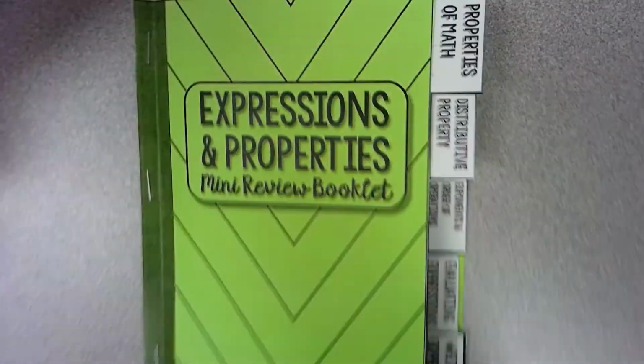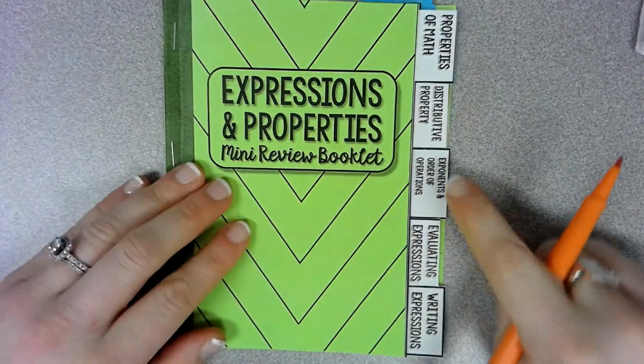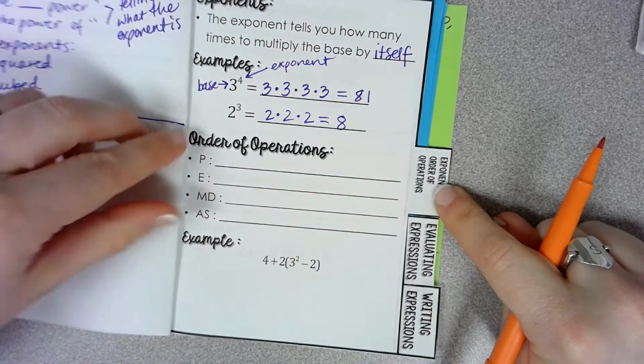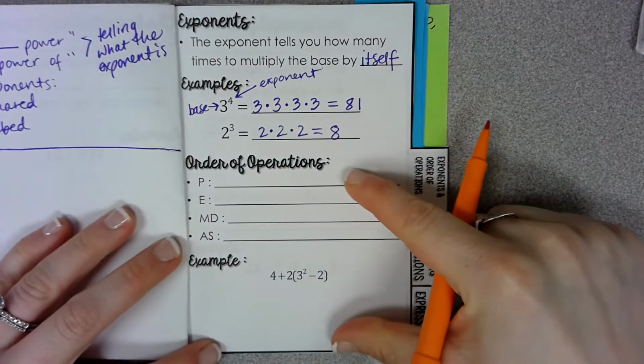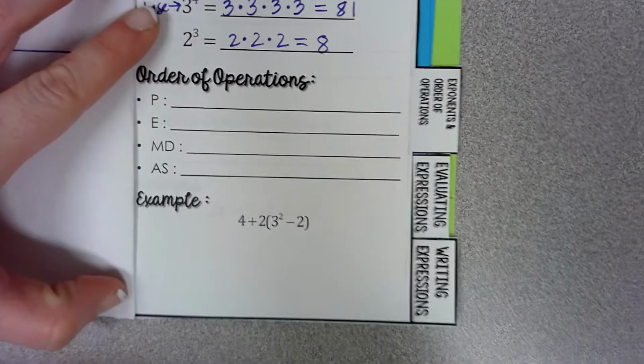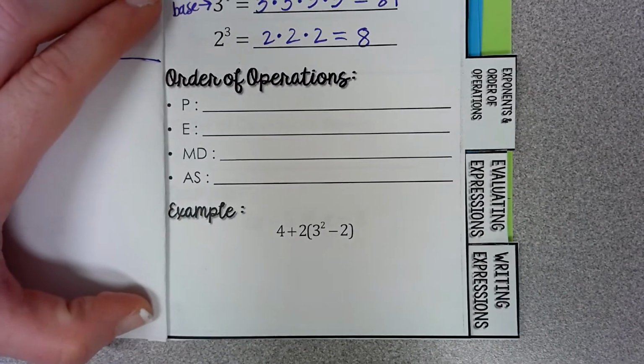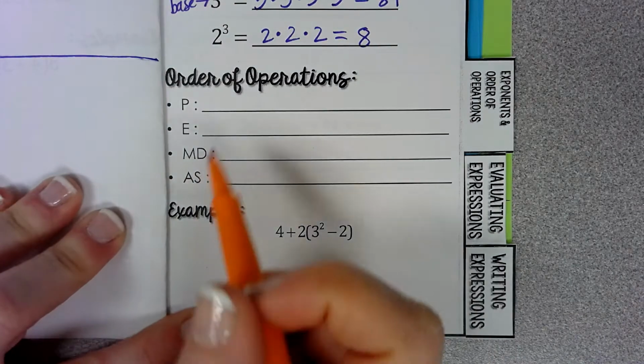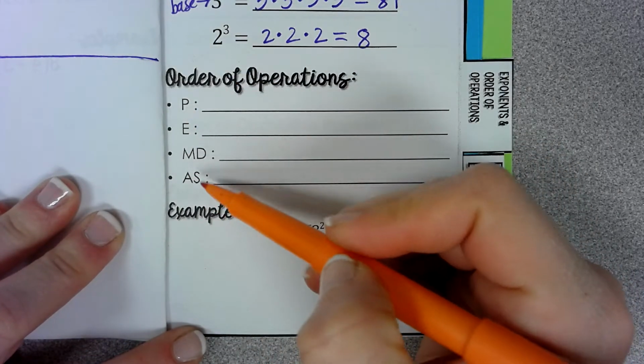So you're going to be opening up to the third tab again, exponents and order of operations in your notes booklet. We're going to get to the bottom half of this page in our booklet here. So we're going to be working with order of operations. Not sure your familiarity with this at all, but you've probably heard of it more as PEMDAS instead of order of operations.